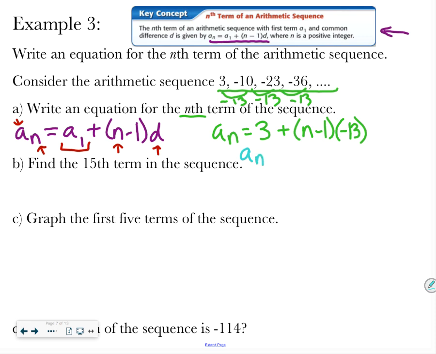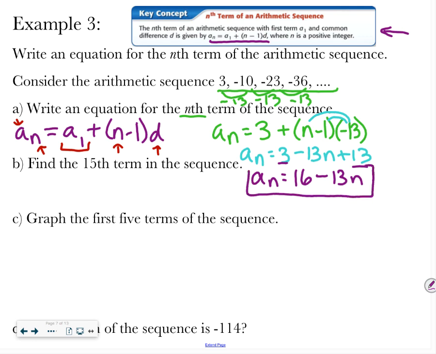So I'm going to leave my a sub n equals 3. I'm going to use my distributive property. So that means I have a negative 13 times n, so that's a negative 13n. And negative 13 times a negative 1 becomes a positive 13. And then I have a sub n equals, I can combine my 3 and my positive 13. That becomes 16 minus 13n. Okay? So that would be our equation for finding the nth term of the sequence.